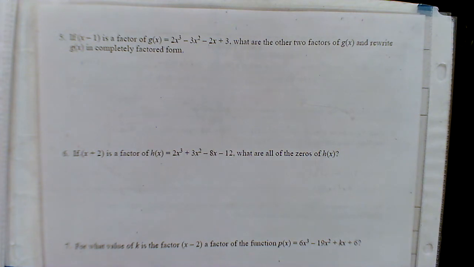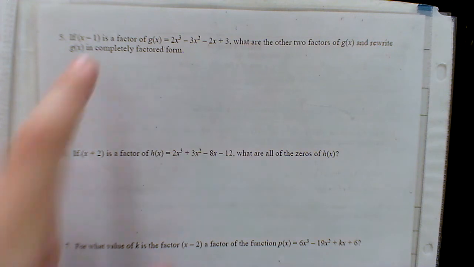And then if it is a factor, we know that factors of polynomials give us the x-intercepts, aka the zeros of a graph. So if we can figure out the factors, we can figure out the x-intercepts, basically where the graph touches or crosses the x-axis. Okay, so we're going to take a look at some of those concepts today. On page 134, we're just going to go through a few examples.